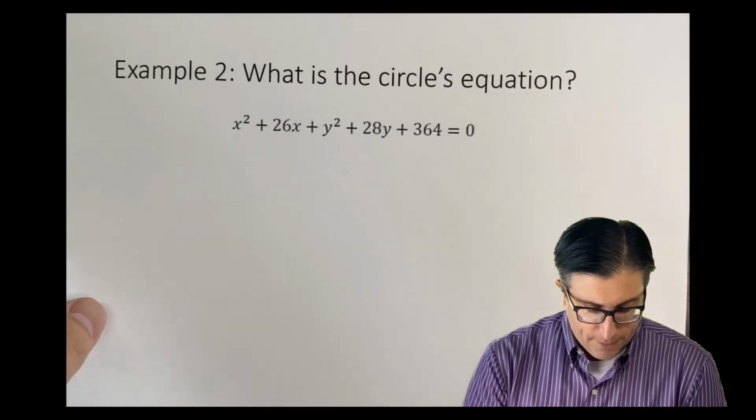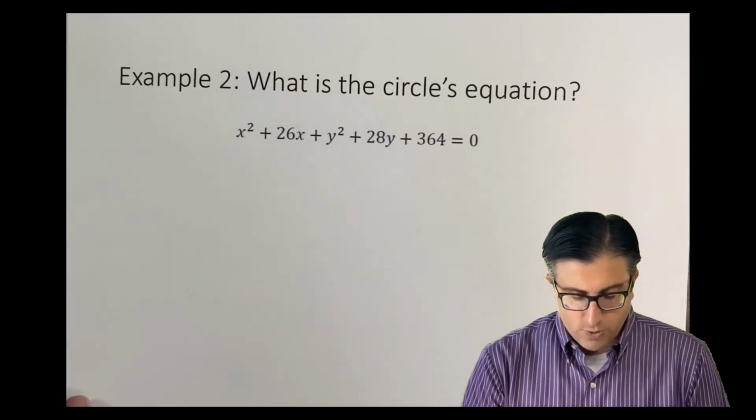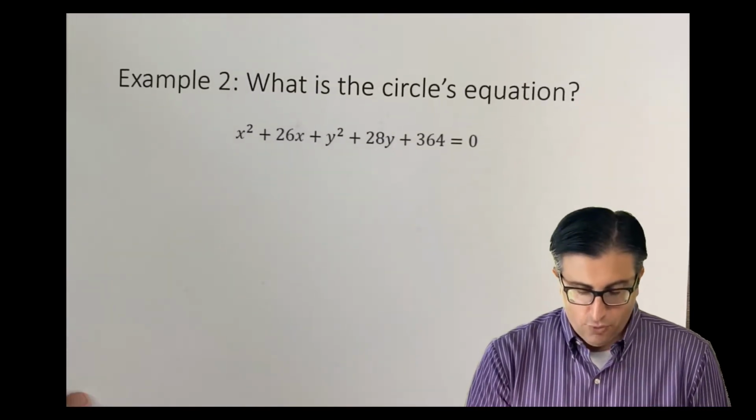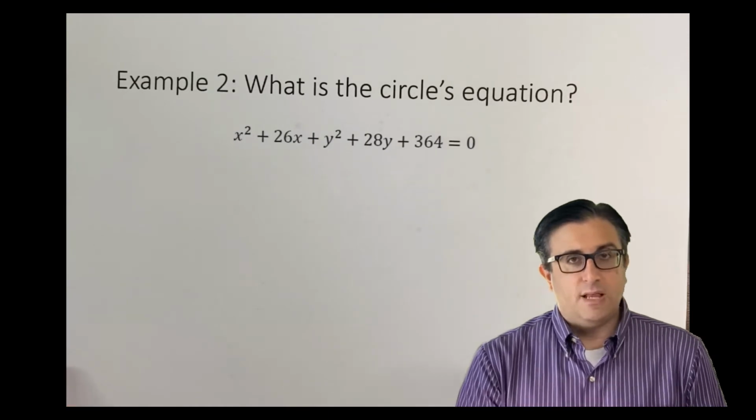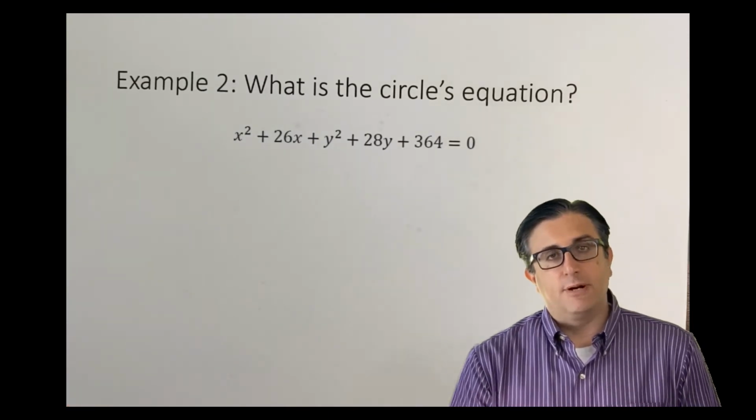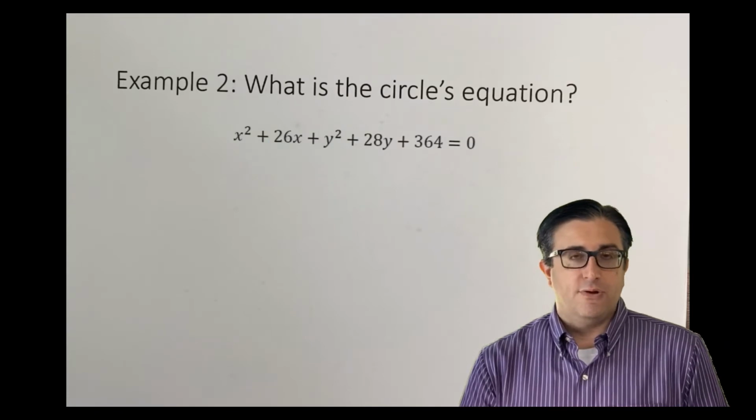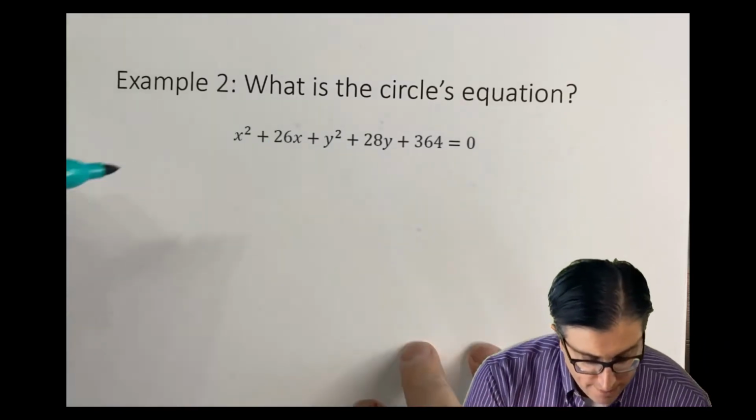X squared plus 26x plus y squared plus 28y plus 364 equals 0. Same setup as the last one. I'm going to regroup my x's. I'm going to group my y's. I'm going to throw any other extra numbers to the other side of the equal sign.